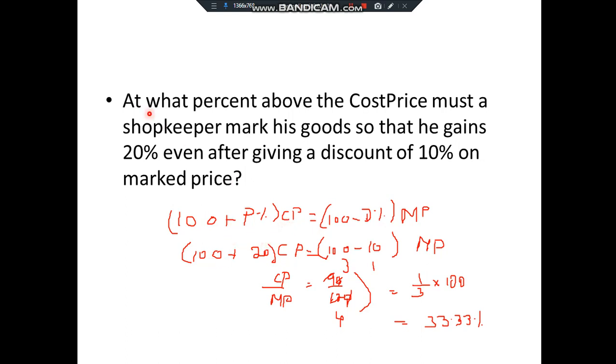Also I told you, if the question is like at what percent above cost price, in that case do not substitute any cost price or mark price value, simply find the ratio. So cost price by market price, on substituting you get 90 by 120, which on cancelling is 3 by 4. Our question is at what percent above the cost price must a shopkeeper mark his goods? So what is the difference between the cost price and mark price? 1. So 1 above the cost price, your base would be the cost price, that is 1 by 3 into 100. Finally you get the percentage as 33.33%.